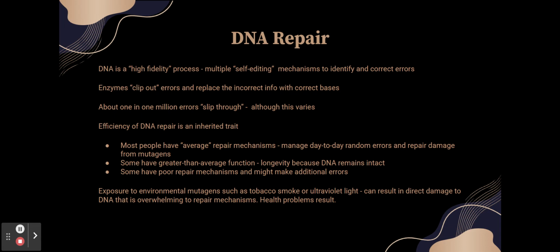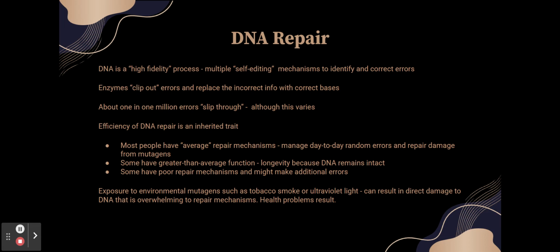Most people have average repair. They manage their day-to-day random errors. As they age, that process gets a little sloppier, but they function for a number of years. They live and they continue through life. The little errors that slip through get repaired until they start the aging process, and then you see more mutations. Some people have greater than average function in their DNA repair mechanisms. They have these like longevity genes.